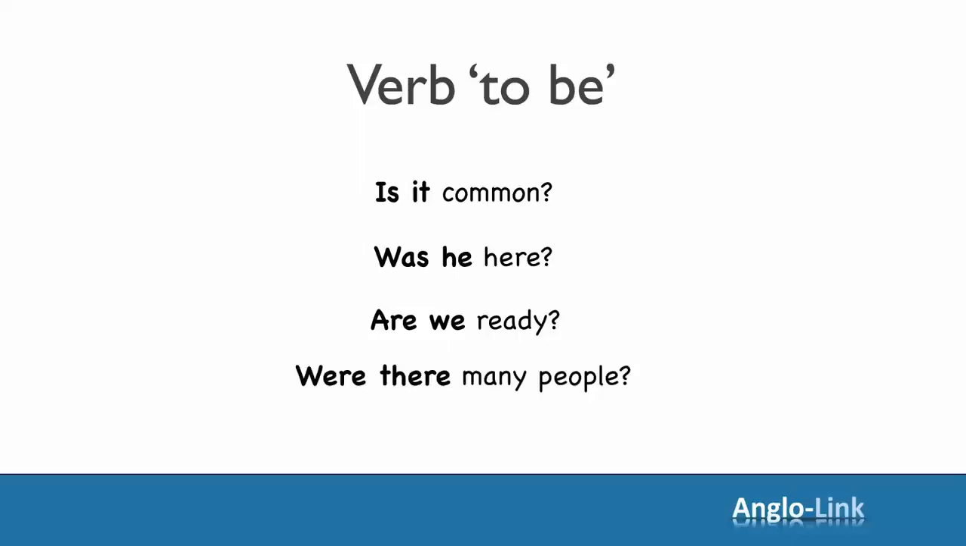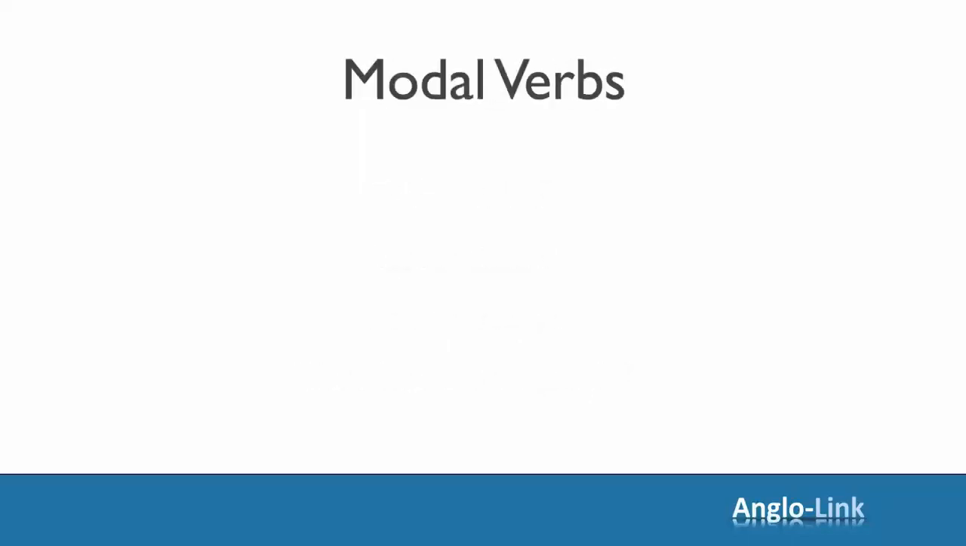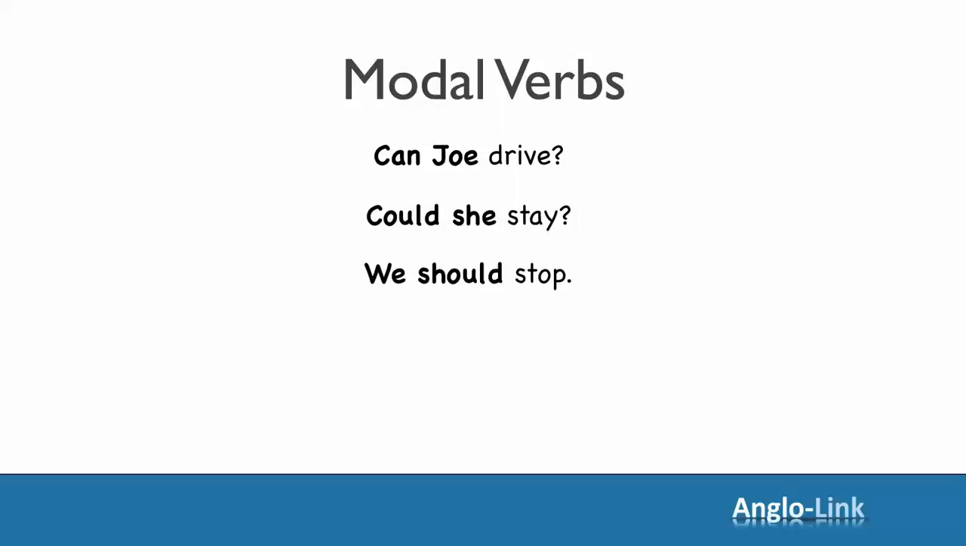Now let's look at how we formulate questions with modal verbs. First example, Joe can drive. Like the verb to be, all you need to do is to move the verb behind the subject. Can Joe drive? She could stay. Put could behind she. Could she stay? Let's look at another one. We should stop. Easy. Should we stop?